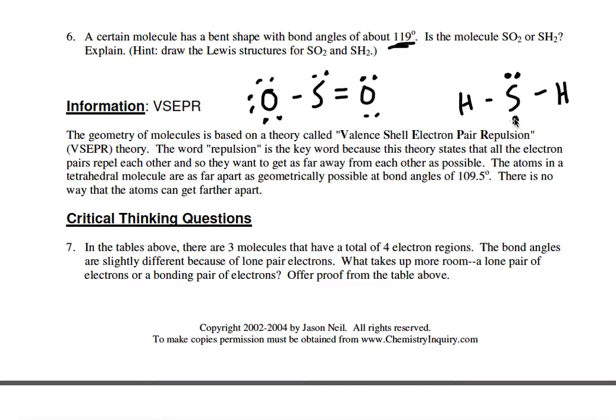So the question is, which one of them would be about 119? And the answer is this one. The reason why is because around this sulfur there's 3 electron regions, which makes it around 120 for the angle. But since there's a lone pair here, that becomes a little bit less than 120, but not much less.